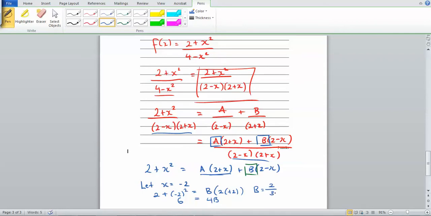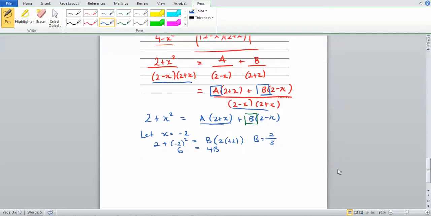Now we have found b, now we have to find a. How do we find a? Well, the easiest thing to do this time is to let x equal 2. Because that way, 2 plus 2 squared on the left-hand side is equal to, this is going to cancel out the b term, and we're left with a times 2 plus 2. So we've got 16 is equal to 4a, and therefore a is equal to 4.